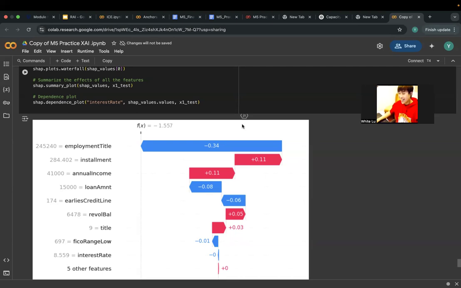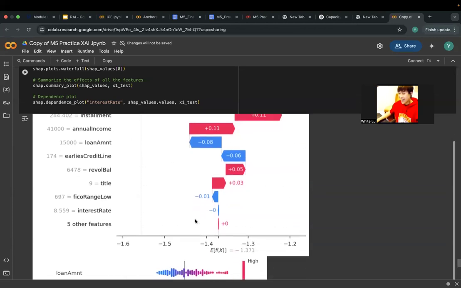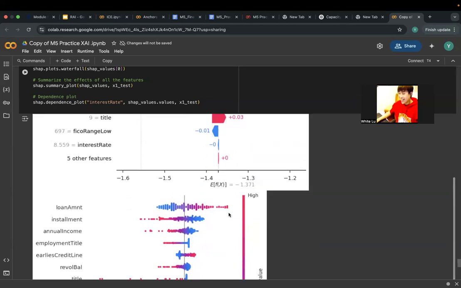So let's look at some key visuals. So here you see our feature importance chart. This chart shows which factors most affect the risk predictions. Notice that the loan amount, installment, and annual income are the top drivers. In simple terms, these features have the biggest impact on whether a loan might default. On the other hand, features like interest rate are less important. This helps us focus on the most critical areas when managing risk.